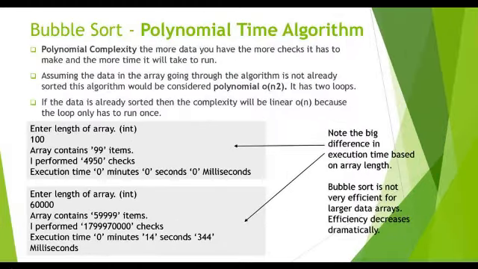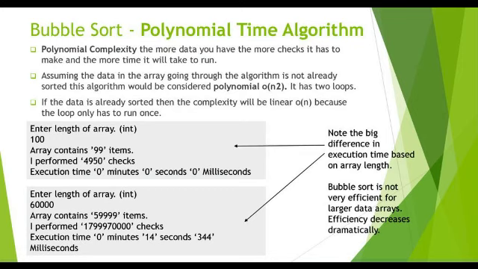Bubble sort is a polynomial time algorithm. With polynomial complexity, the more data you have, the more checks it has to make, and the more time it will take to run. Assuming the data in the array going through the algorithm is not already sorted, this algorithm would be considered polynomial, O(n^2). It has two loops. If the data is already sorted, then the complexity will be linear, O(n), because the loop only has to run once.